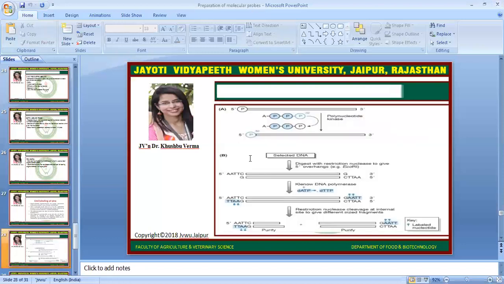Here we can see in the diagram, this is polynucleotide kinase with the labeled phosphate group. This labeled phosphate group will attach at the 5' end. Here the selected DNA is digested with a restriction nuclease to give overhangs at the 5' end. Then Klenow DNA polymerase along with the labeled dNTPs makes complementary base pairing with the overhangs, and restriction nuclease cleavage at an internal site gives different sized fragments. Here we can get the labeled DNA fragments of different sizes.